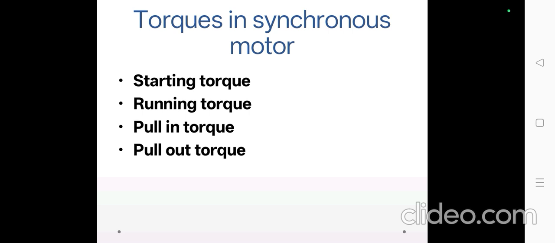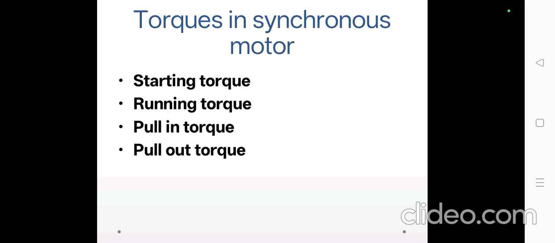This is the torque developed by the synchronous motor at start when the rated voltage is applied to the stator. It is called the breakaway torque. It is necessary to overcome the friction and inertia. Next one is running torque. It is the torque developed by the motor under running condition. It is determined by the output rating of the motor and the speed of the driven machine.